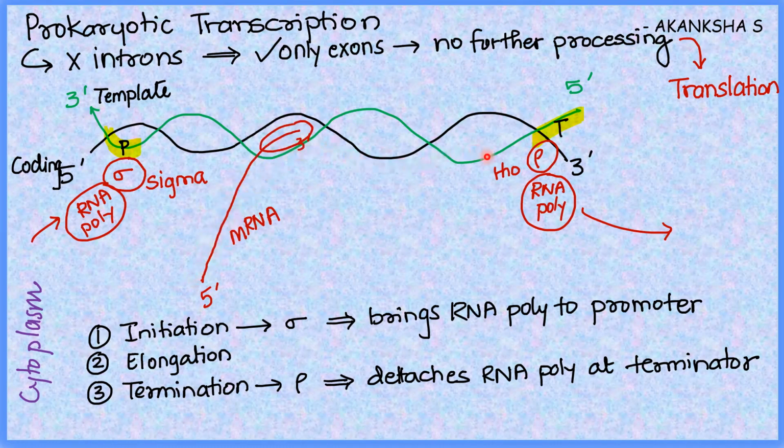Next, what is going to happen at the terminator region? There is a particular protein called Rho protein or Rho factor, which is going to signal the RNA polymerase that the transcription of the structural gene has been completed. Now you may leave. So at that point, when Rho recognizes terminator, it is going to detach the RNA polymerase. Even if you remember this much, more than sufficient, no need to dive into any other concepts.